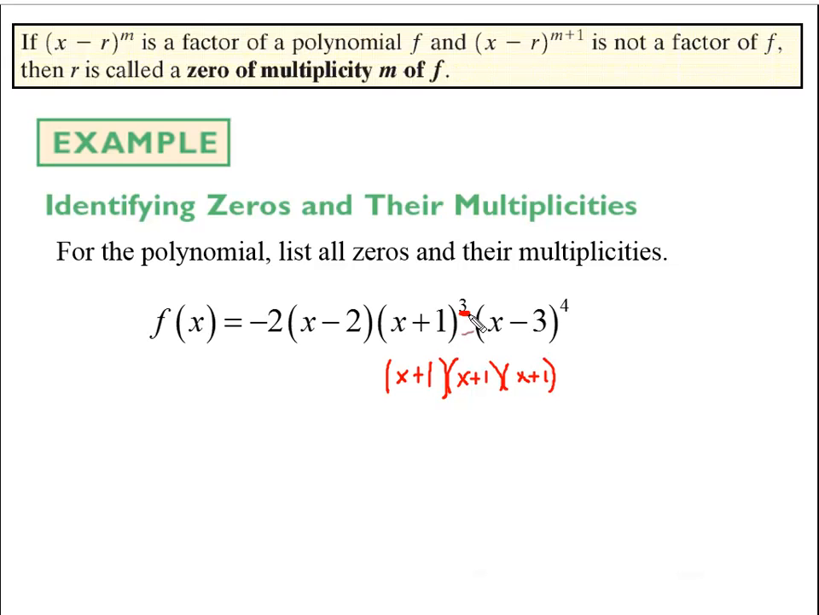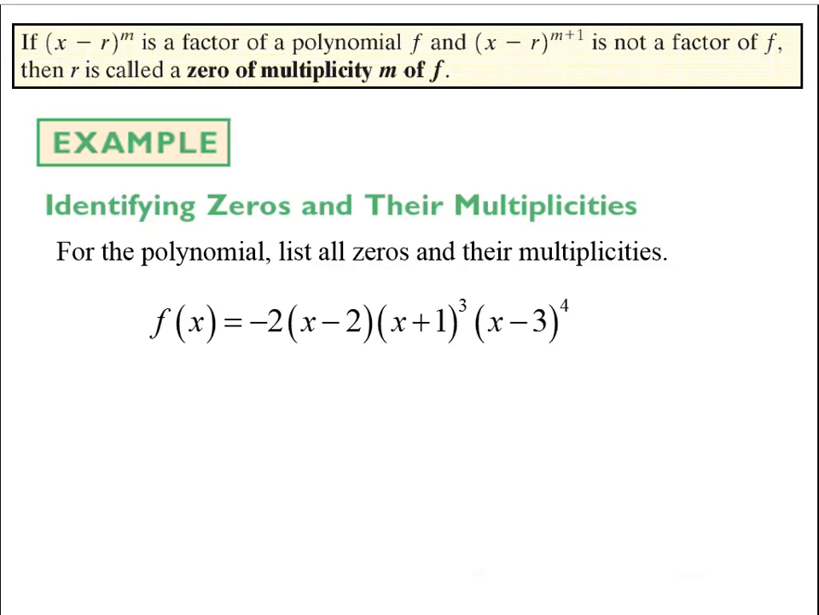Okay, so this is what we mean by the term multiplicity. X plus 1 cubed, this is the multiplicity. This tells me that the factor appears multiple times, 1, 2, 3 times. So what we'll do then in this last piece of this conversation of zeros is we're going to talk about the multiplicity of each zero.